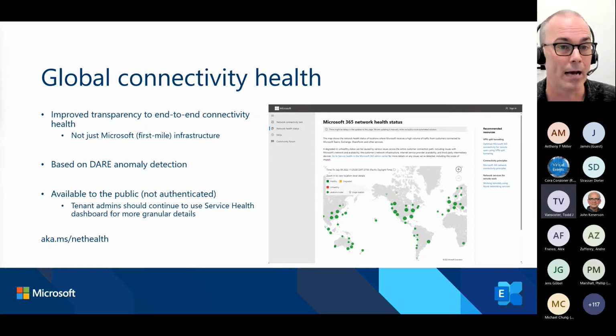We also have a new map, our network health status map. This is not an authenticated scenario. This is available to the general public. And this is actually pulling in signal from the detection and recovery engine that I was referring to earlier, where we will reflect anomalies that we are seeing from an internet connectivity perspective around the world in real time. So you can get a sense of what the Microsoft perception is of end user connectivity end to end. This is not really about first mile problems. This is about the end to end path and typically reflects problems that we see in the middle mile. So another cool visualization that's enabled by this telemetry.